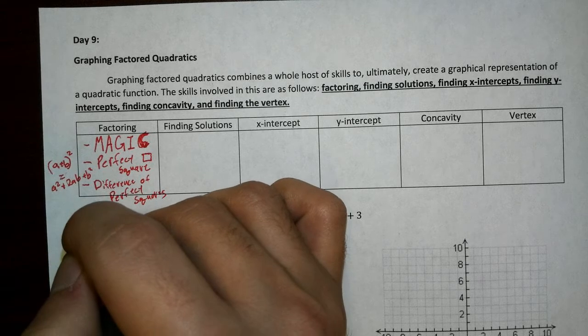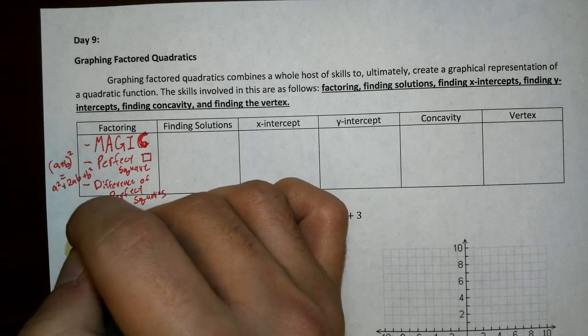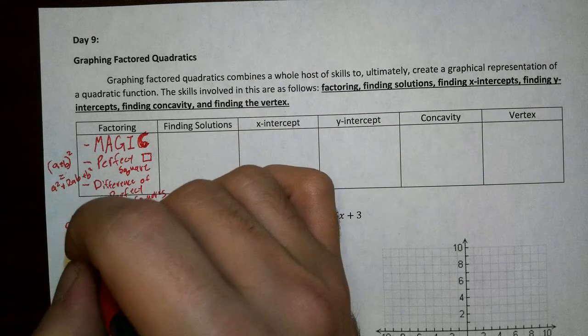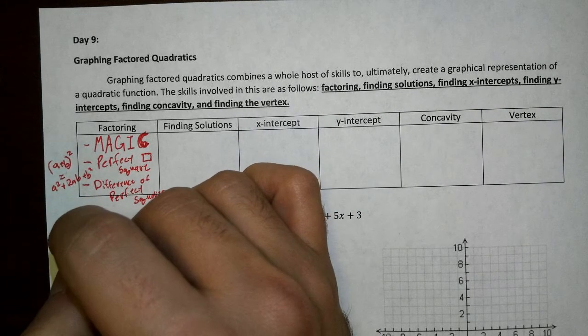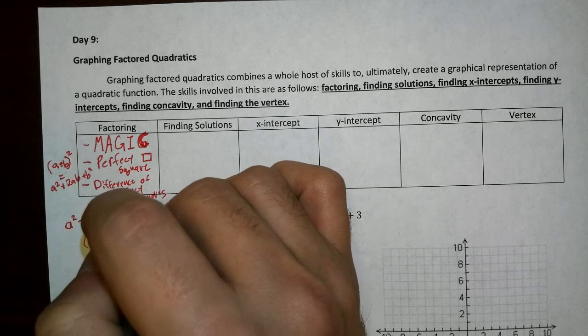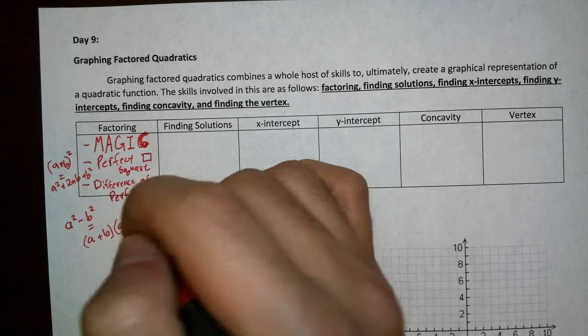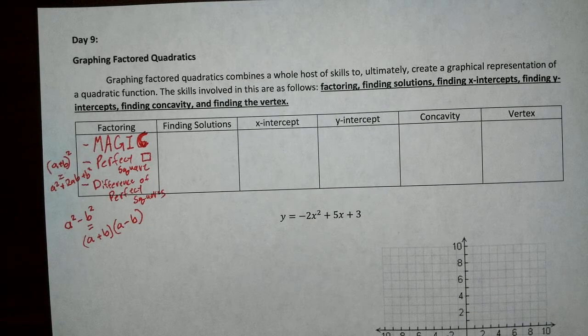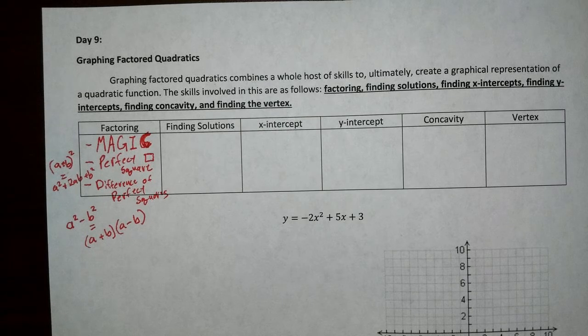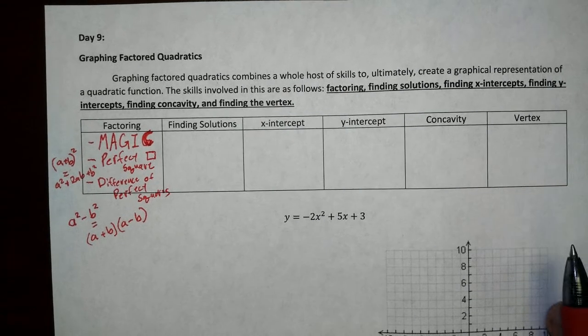Then we're going to have a squared minus b squared for our difference of perfect squares, right? The perfect squares, there's a difference, and this is going to be equal to (a + b) times (a - b). That's the format for both of them. The factored form of each, the expanded form of each. Okay? So factoring, right? Those are our three things.